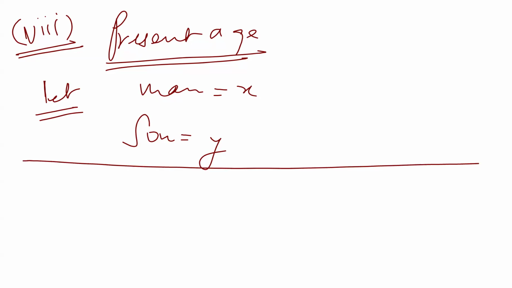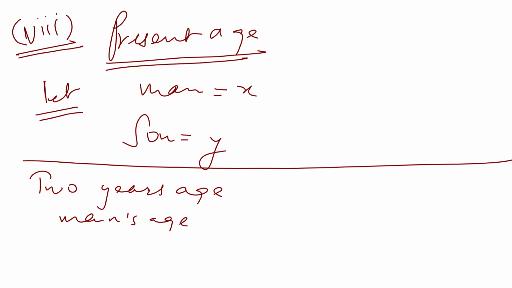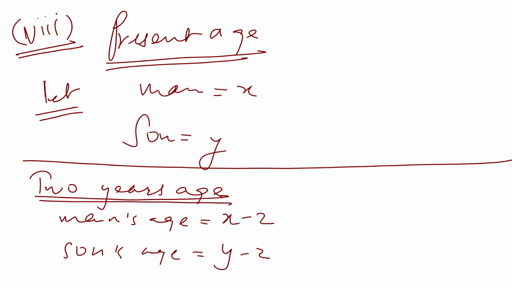Now first case, 2 years ago, what will be man's age and son's age? What will be man's age 2 years ago? Man's age 2 years ago will be x minus 2, and so will be the son's age y minus 2. Now what is the relation between the two?